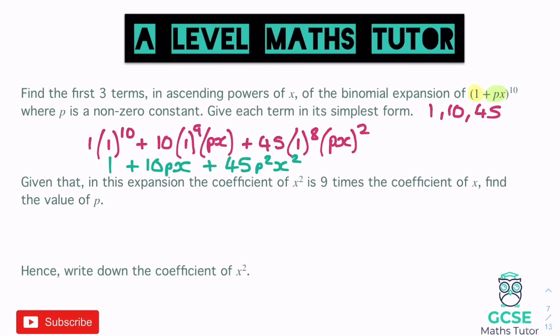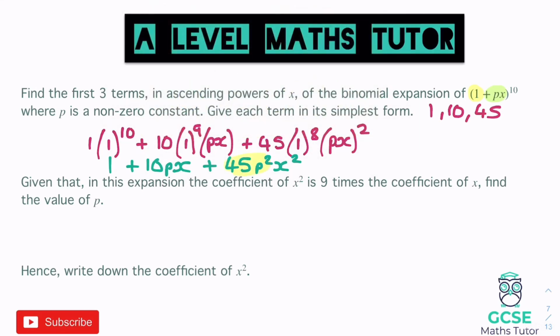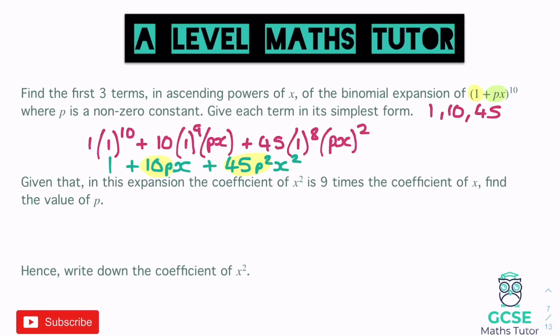Now it says, given that in this expansion the coefficient of x squared is 9 times the coefficient of x. Well, the coefficient of x squared is 45p squared. That's what's in front of the x squared. And the coefficient of x is 10p. So if one is 9 times the other, if we multiply this coefficient here by 9, it would be equal to this coefficient here.